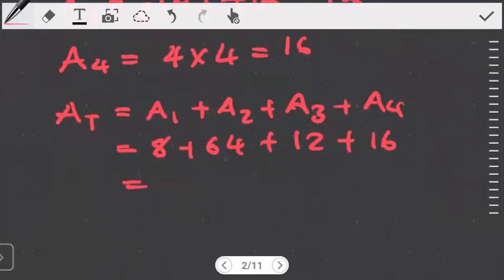20 plus 64, that's 84. 84 plus 16, we get 100. So the total area is just 100.